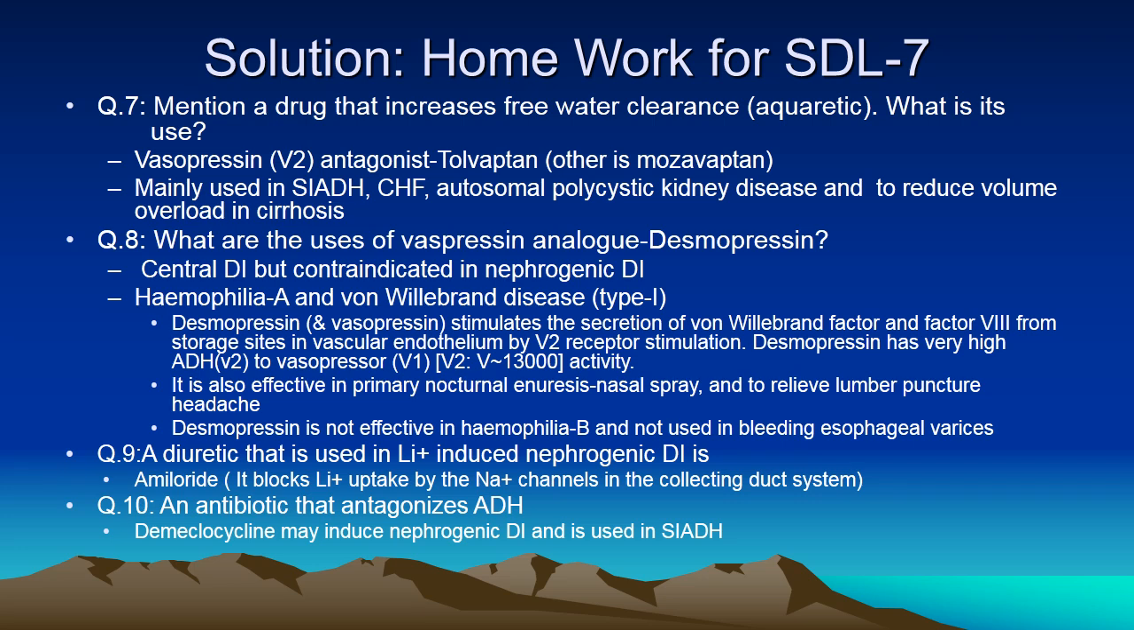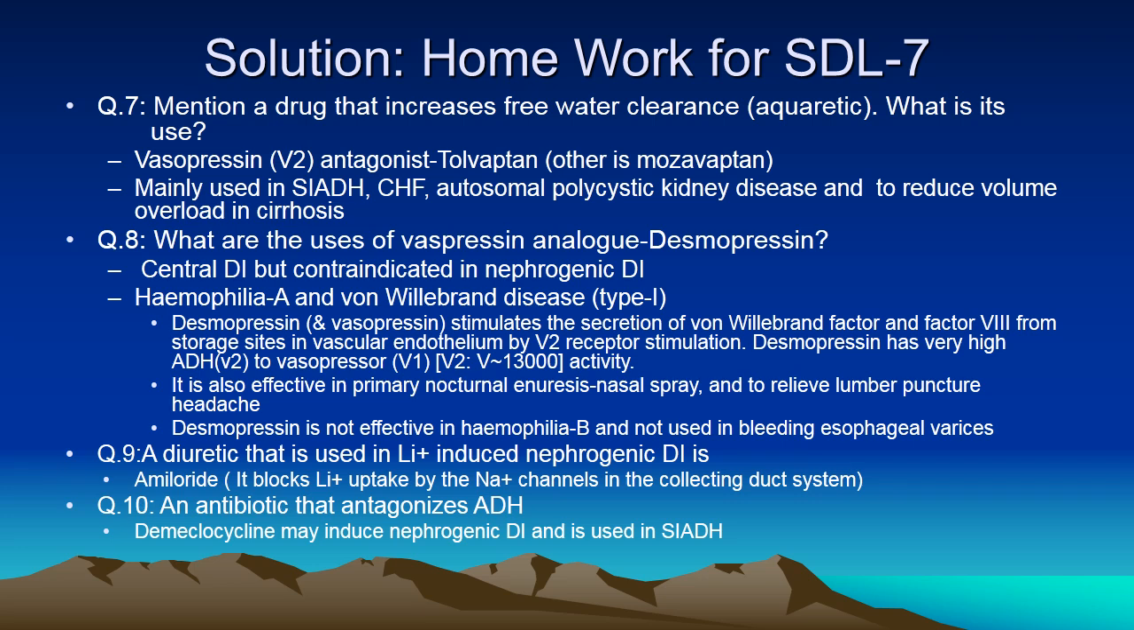Desmopressin is used because it has a very high V2 to V1 selectivity. So vascular effects are minimal. It is also effective in primary nocturnal enuresis where it is used as a nasal spray. Currently it is said that tablet is better than nasal spray. And it has been used to relieve lumbar puncture headache. Desmopressin is not effective in hemophilia B usually, and it is not used in the treatment of bleeding esophageal varices because it has V2 effects rather than V1 effect.